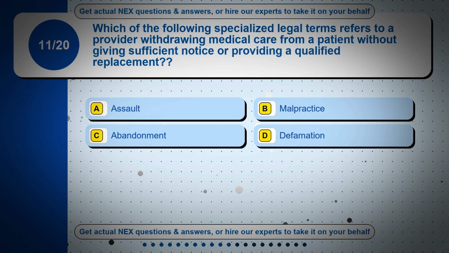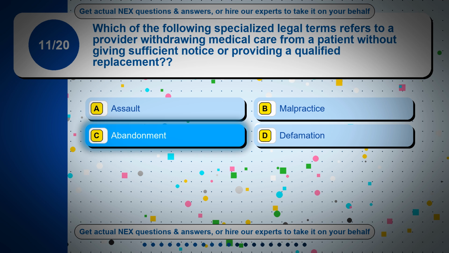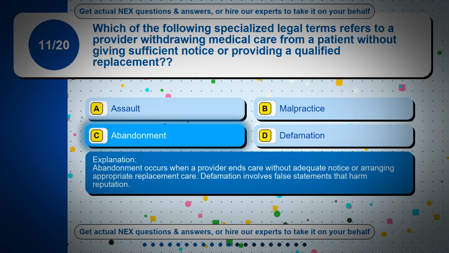Question 11. Which of the following specialized legal terms refers to a provider withdrawing medical care from a patient without giving sufficient notice or providing a qualified replacement? Option A, assault. Option B, malpractice. Option C, abandonment. Option D, defamation. The correct answer is option C, abandonment. Abandonment occurs when a provider ends care without adequate notice or arranging appropriate replacement care. Defamation involves false statements that harm reputation.